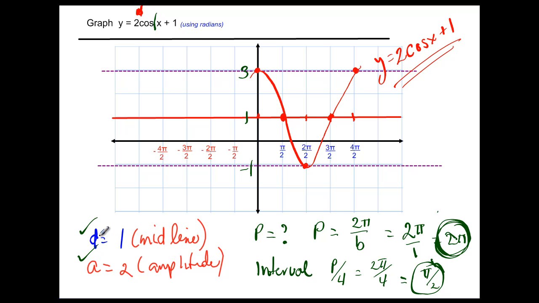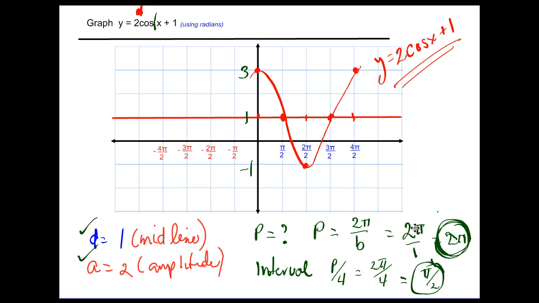Practice those steps. Step 1, find the midline. Step 2, find the amplitude. Put a little dotted line here, which you can then erase afterwards. That's perfectly fine. But what the dotted line tells us is that our graph is only going to fall between those two dotted lines.